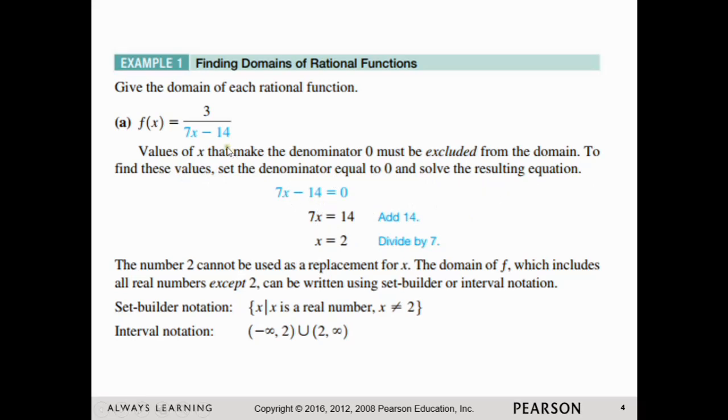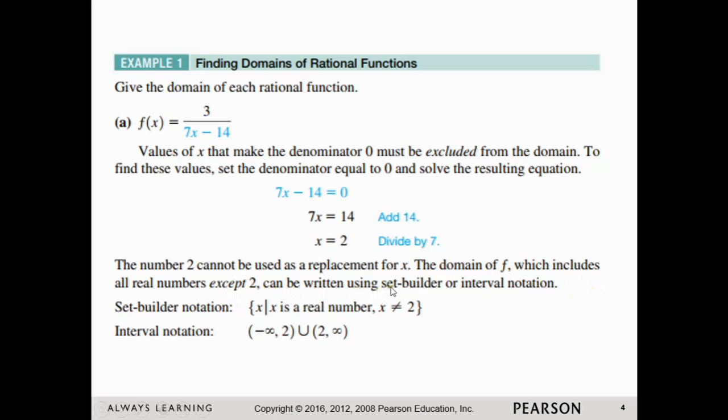So what we do is we set the denominator, which is 7x minus 14, equal to 0. We add 14, divide by 7, we get x equals 2. So as it says here, the number 2 cannot be used as a replacement for x. The domain of x will be all real numbers except for 2.